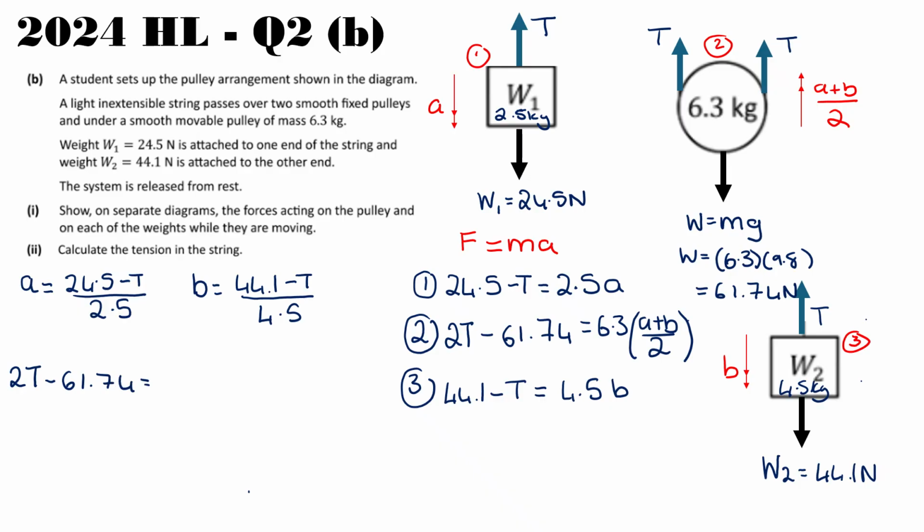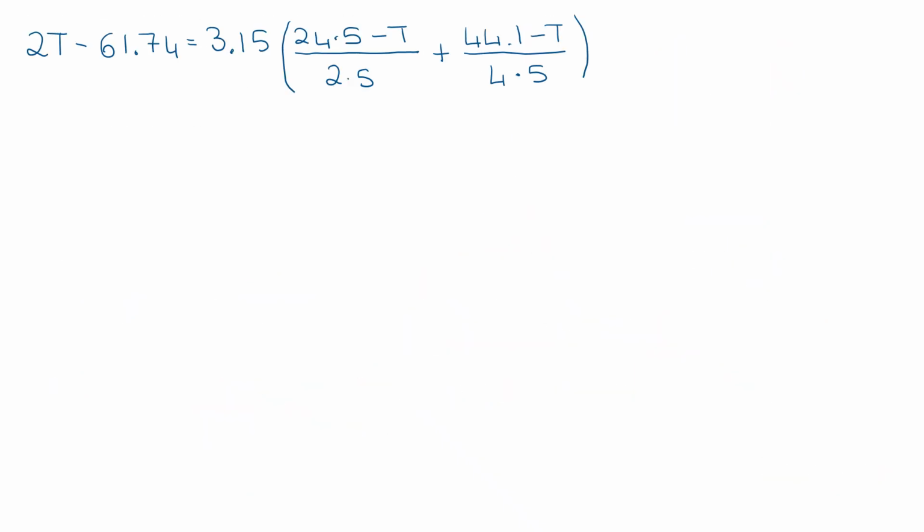is equal to, I'm going to divide that 2 into the 6.3 before we do anything with it because it's going to make life just a little bit easier. So that's going to give us a 3.15, and then we're going to do A plus B, which is going to be (24.5 minus T) over 2.5 plus (44.1 minus T) over 4.5. So we now have an equation that just has T's, and we're going to be able to work through that.